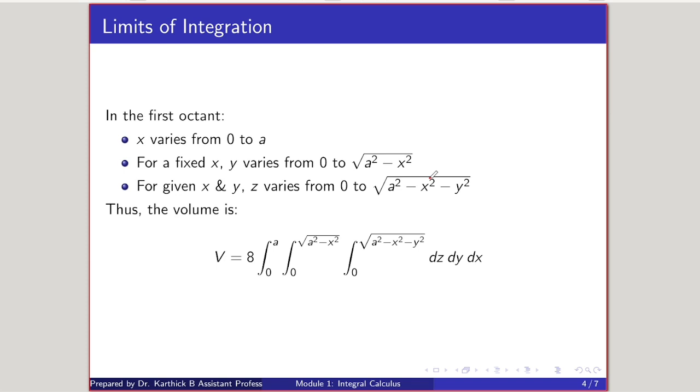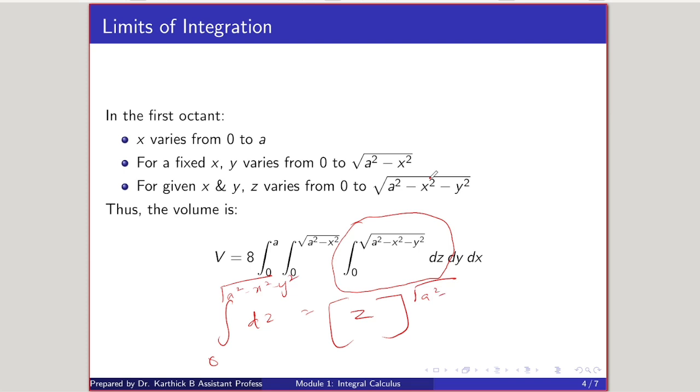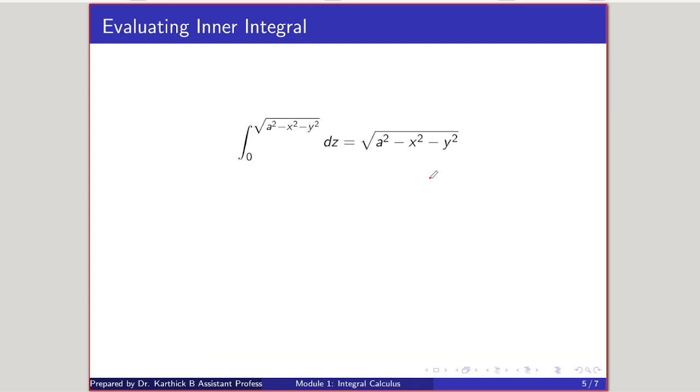First, we will compute the inner integral. Simply, the integral of dz will be z alone. Here the limit is 0 to the square root of a square minus x square minus y square. We substitute the limits, upper limit minus lower limit. Now you will get the value as the square root of a square minus x square minus y square. This will be the value for this inner integral. So I have evaluated the inner integral.